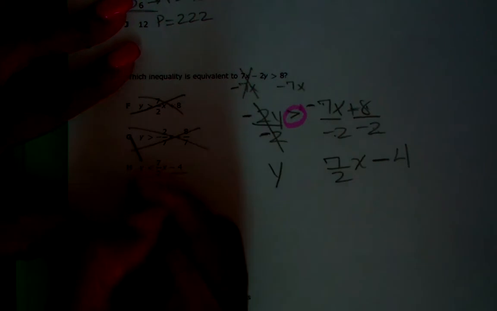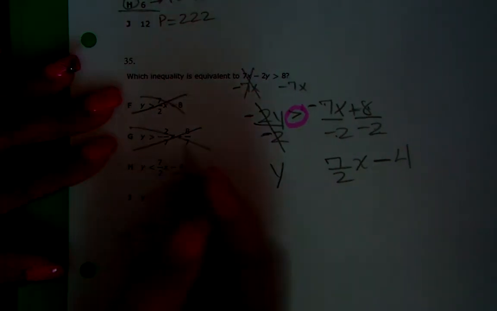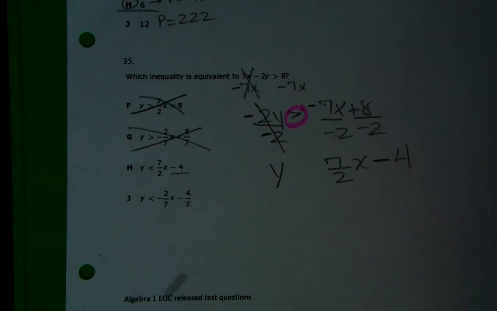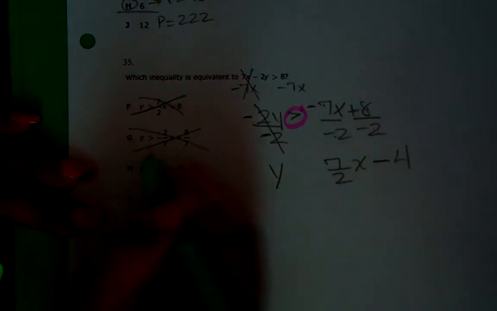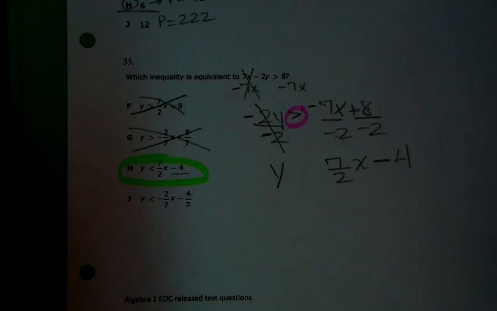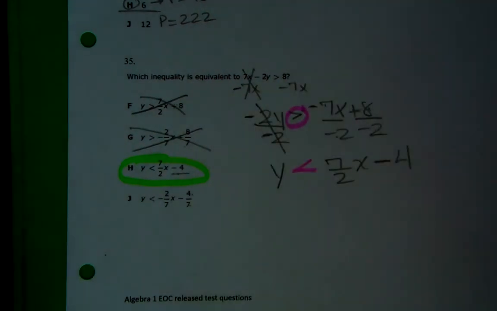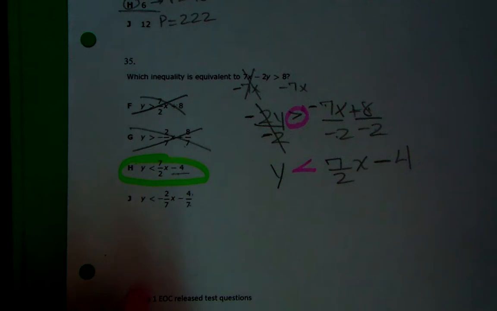Okay? So you know your answer is going to be this lovely H. Okay? And yes, this is supposed to be less than because you're supposed to switch. Okay. So that's 35. Moving on.